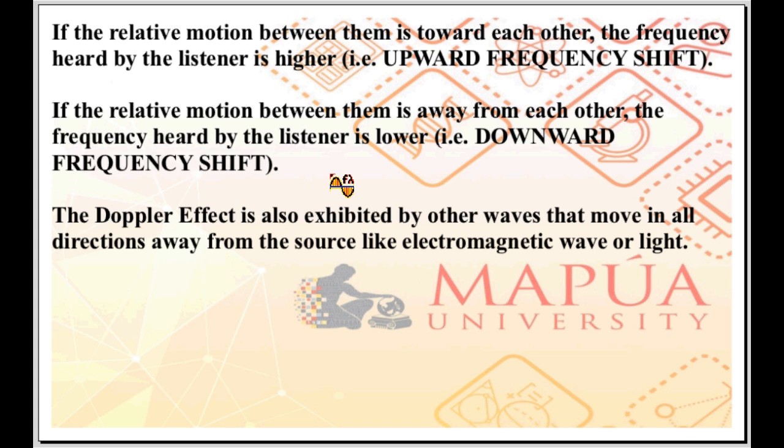Sound is a wave that travels in all directions away from the source. Sound exhibits Doppler effect. Any wave that travels in all directions away from the source will also exhibit Doppler effect. Case in point, electromagnetic wave or light is a wave that travels in all directions away from the source. Light has also been observed to exhibit Doppler effect.